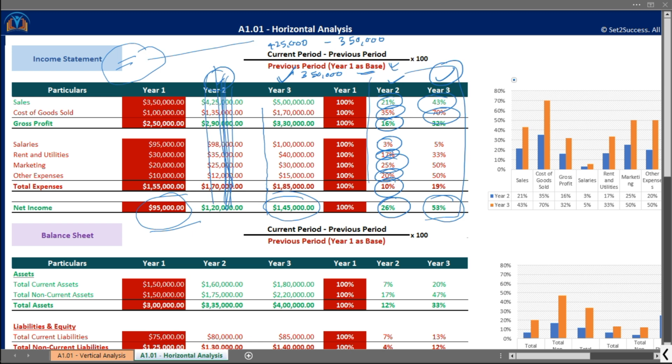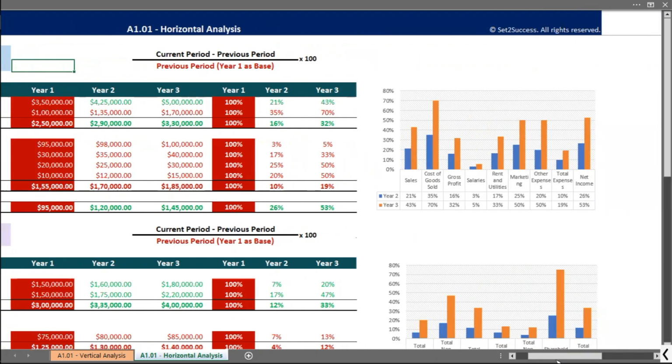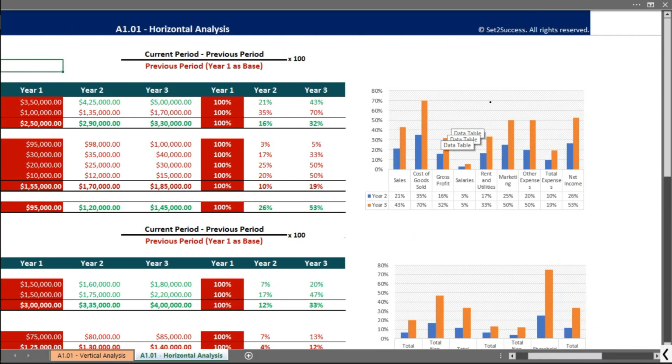Now percentages can be graphed, and it can be better understood what changes had been made in the sales, the cost of goods sold, gross profit. So everything can be understood with the help of a graph.